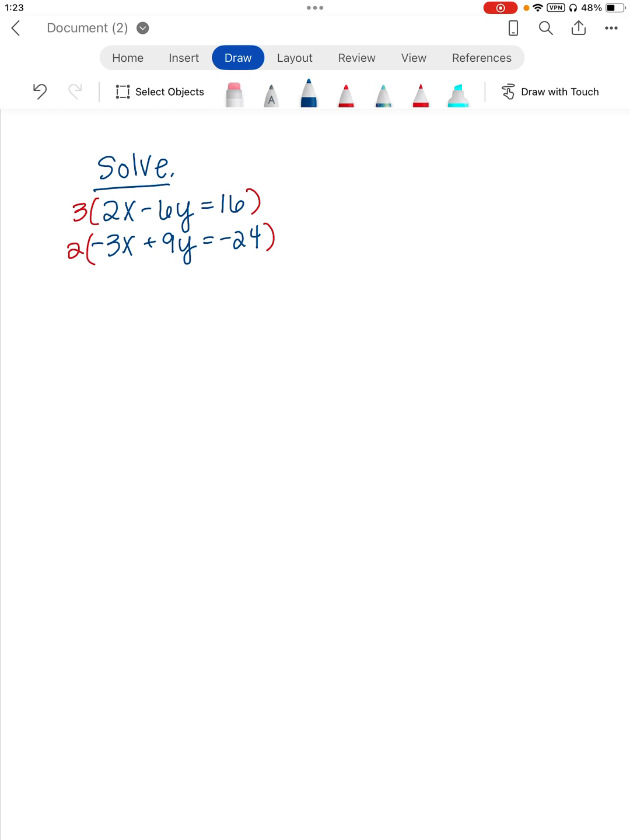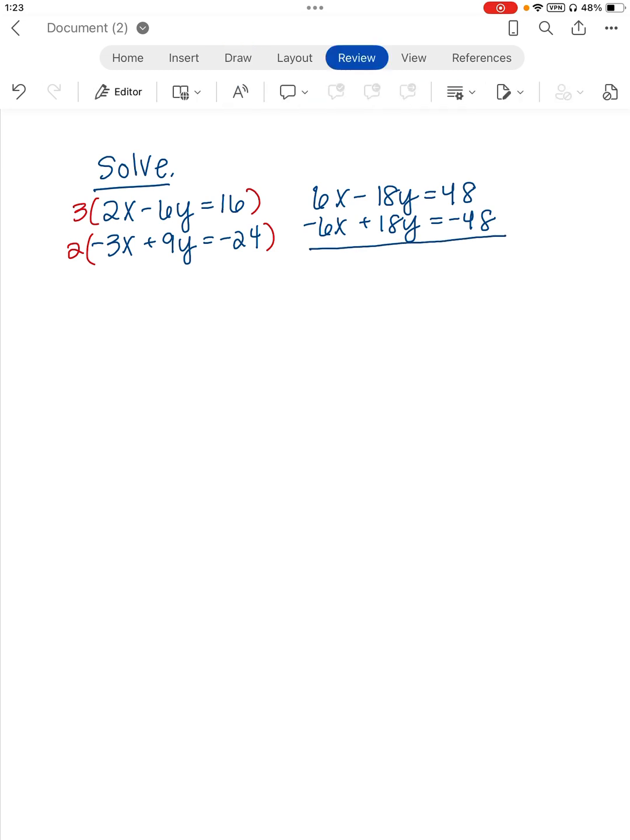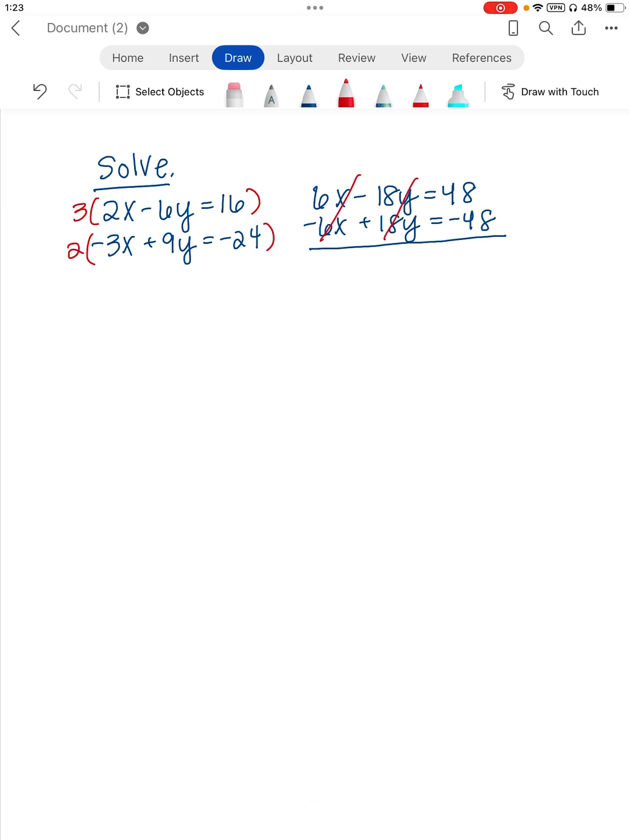by 2. So then I would have 6x minus 18y equals 48, and then negative 6x plus 18y equals negative 48. Then I would stack these up and add down my columns, and what we're going to find here is that all three of the columns are subtracting out, and I have 0 equals 0, which is my infinite solutions. But we're not done yet, okay? So what we're going to do is write our solution in the proper form.